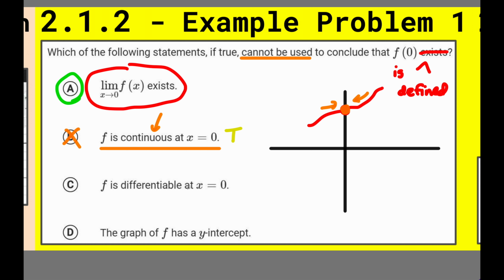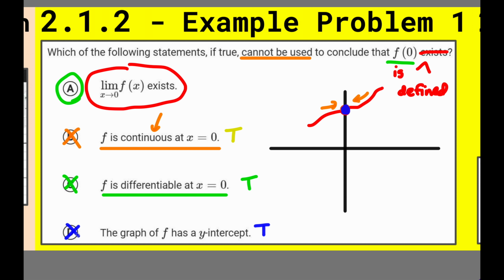Okay, C, if it's differentiable at x equals 0. If it's differentiable, that means it's continuous. If it's continuous, that means the point does exist. So again, that is actually true, but we're looking for the one that is not true. It cannot be used to prove it, so that would be C. And then D, it says the graph of f has a y-intercept. Well, that is the y-intercept because it's f of 0, so that means that's also true. So the only possibility that works is A for this one.